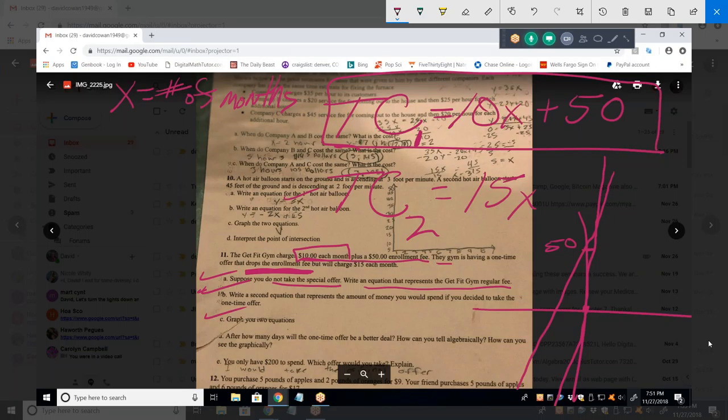So I've graphed it. Okay, so now we've done A, B, and C. After how many days will the one-time offer be the better deal? Well, how am I going to figure that out? Hold on a second. I think this is a typo, but when they say how many days, I think they mean how many months. Maybe not, but how am I going to figure out where these are equal? This point right here on the chart where they cross is the time where the two deals will be exactly the same.